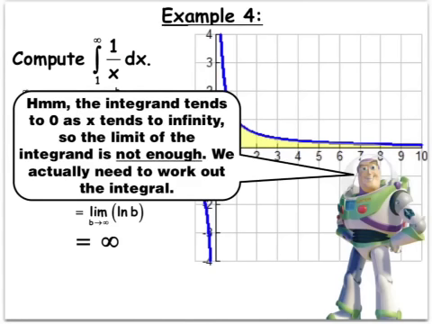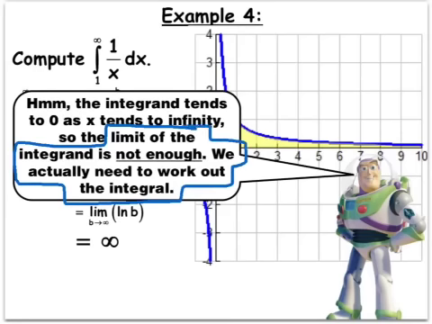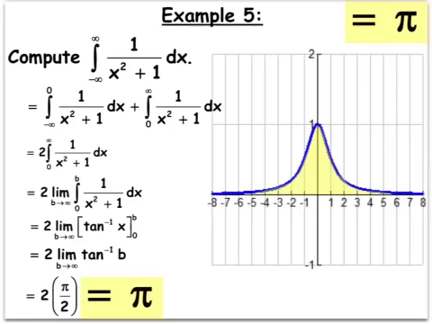So taking the limit of the integrand is not enough. We actually need to work these problems out. That's the whole point of what I was developing here. You can't just look at the integrand and say, oh yeah, that's going to be a finite amount of area. You can't just look at a graph of the integrand either and say, oh yeah, that's going to be a finite amount of area. We've actually got to crunch the numbers. Luckily, you guys are awesome at crunching the numbers. So let's try another one.